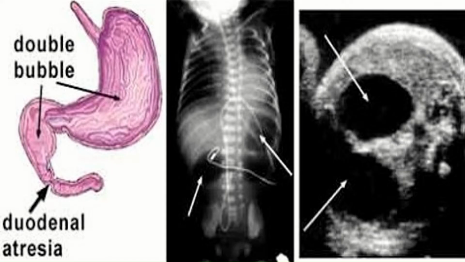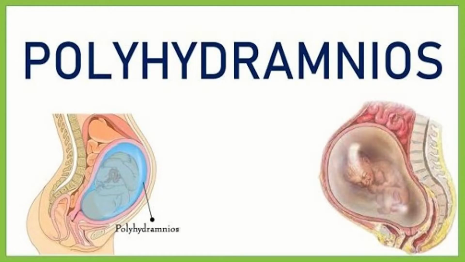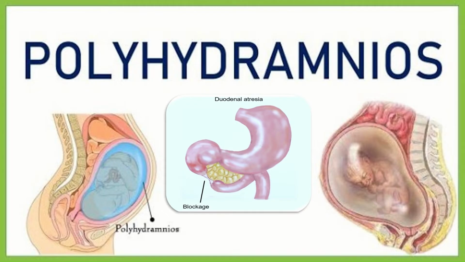Here we have a supine radiograph of an abdomen demonstrating a dilated stomach, S, and an accompanying dilated proximal duodenum, the D. There is no gas in the bowel distal to the dilated duodenum. This is called the double bubble sign and usually indicates the presence of duodenal atresia. Because of this blockage, the baby is unable to swallow water, and as a result, the amount of water around the baby is increased, what we call polyhydramnios. This condition is rare and occurs in around 1 in 10,000 births.